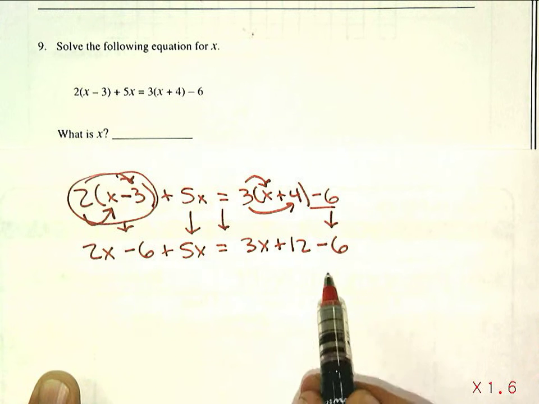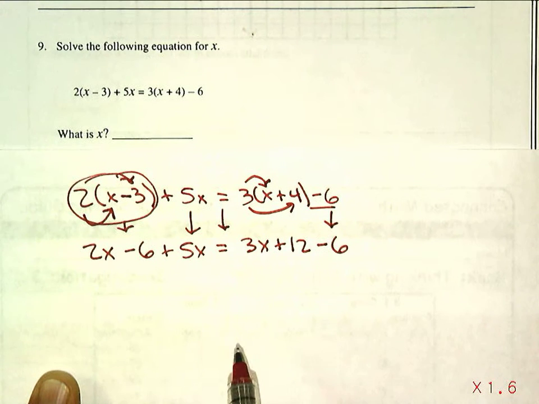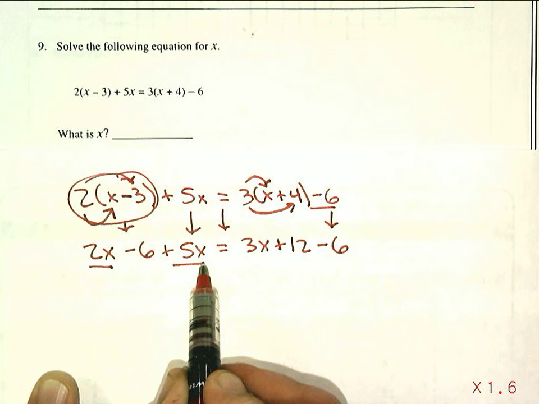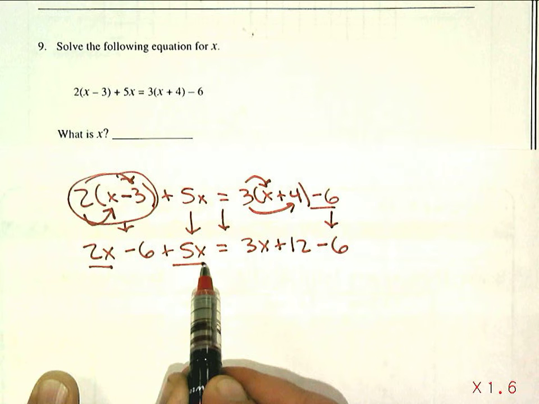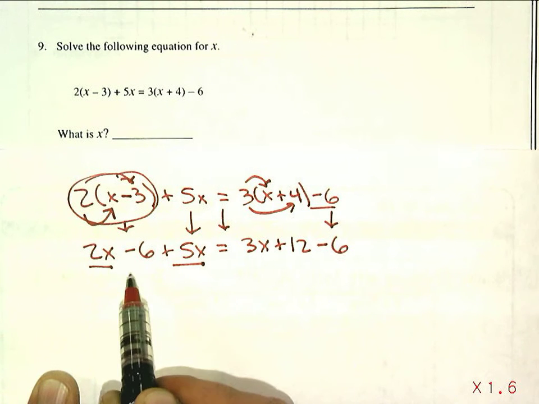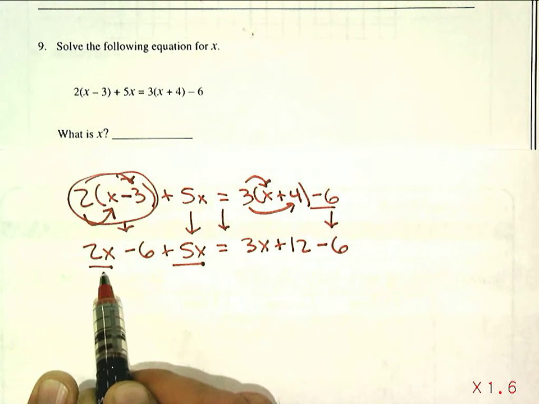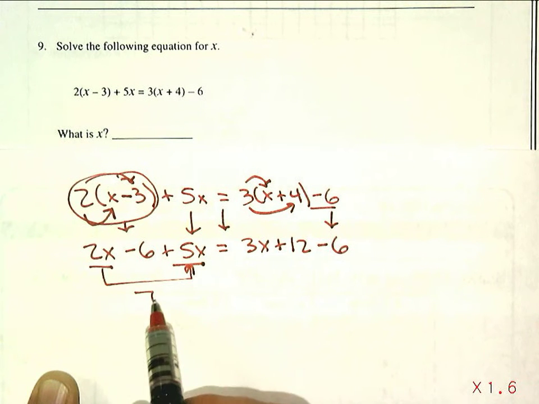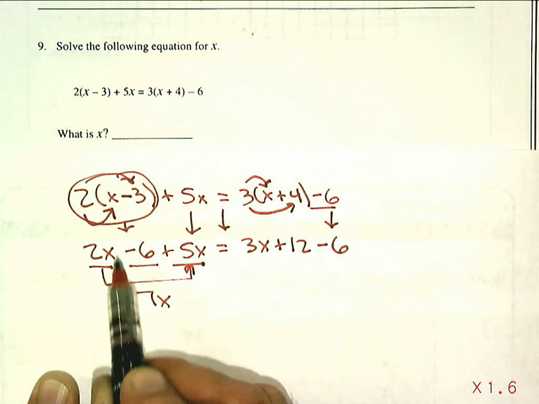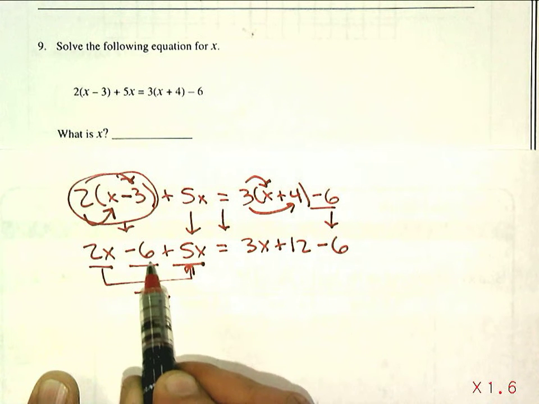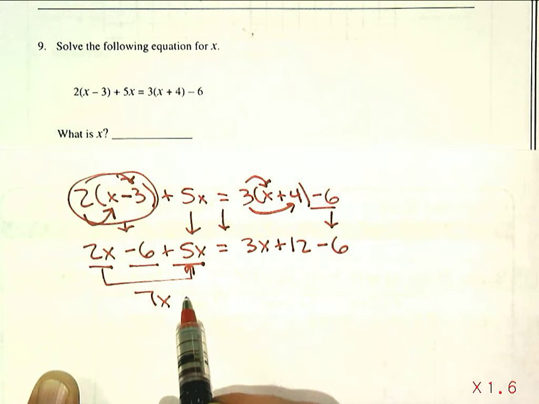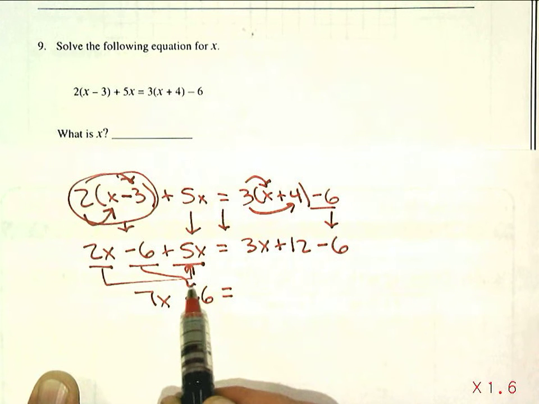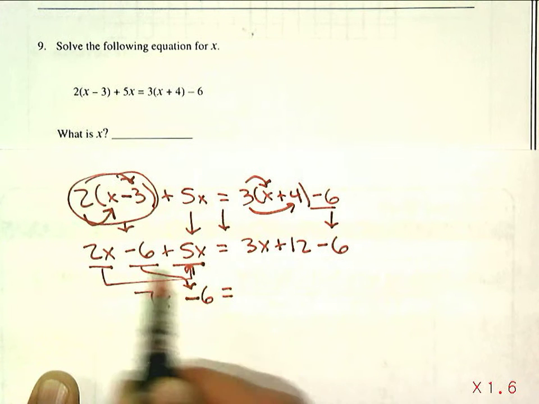And so now it still looks pretty complicated, but now I can start to combine terms that are alike, like terms that have x in them. Those are called like terms. They're like each other. They both have x's in them. So these two I can put together on this side. 2x plus 5x is 7x, and there's no like term over here to do anything with this negative 6. So I'm just going to bring that down here and put minus 6 right there. And so I combined like terms on this side.